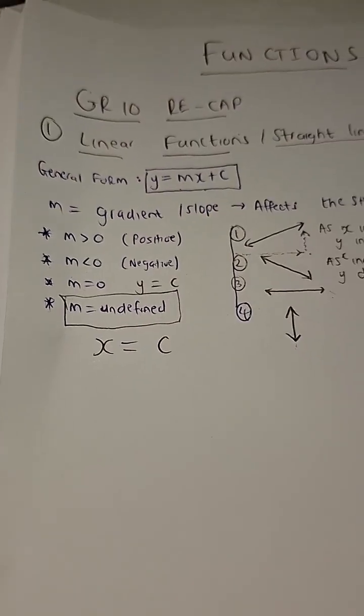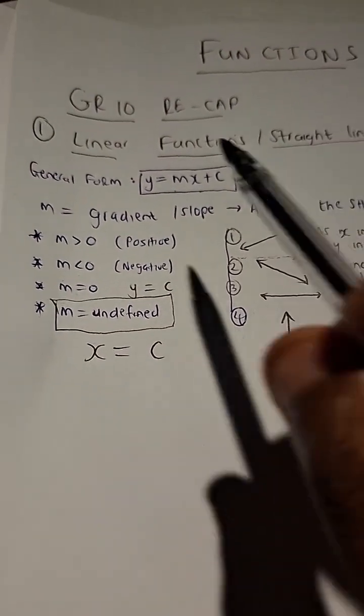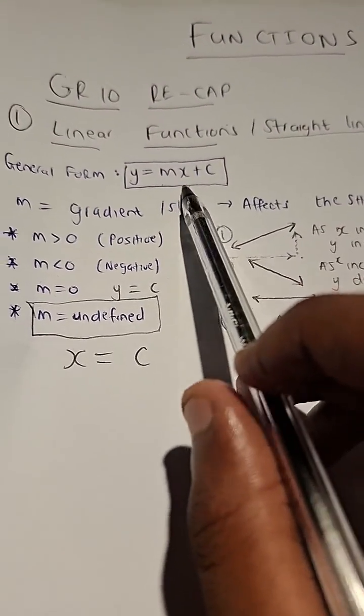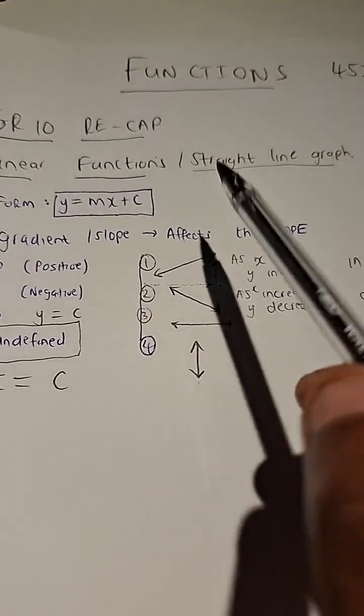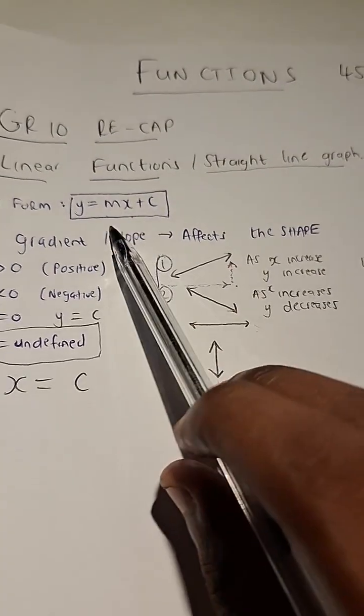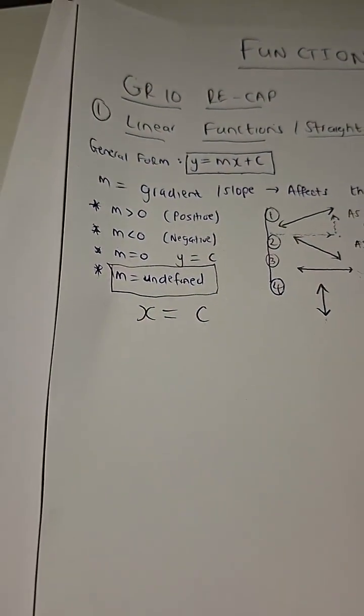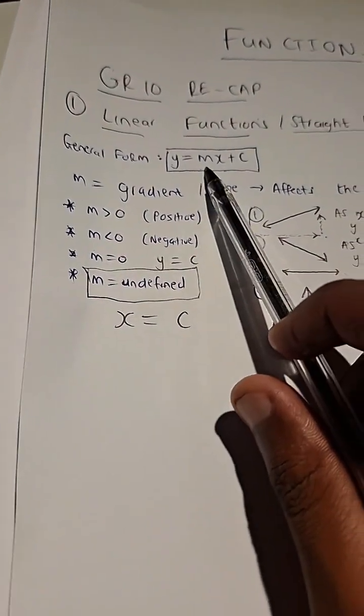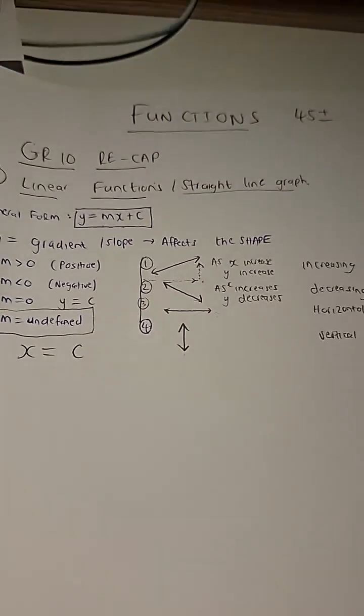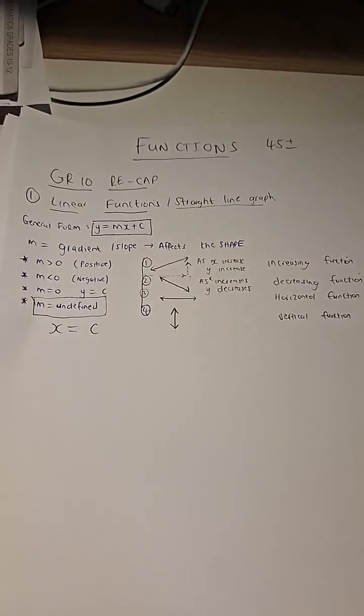Now, besides telling us about the gradient, we know what effect it has on the function, in that it affects the shape. I think we can grasp that one.